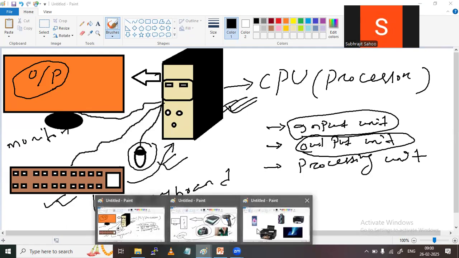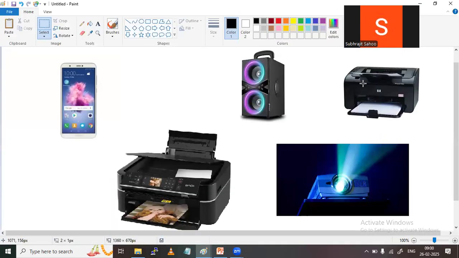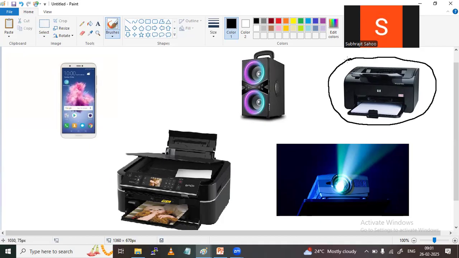Sir, are there any other devices which we can call output units? Obviously there are. Observe here carefully. Here a printer is there. When the computer gives a request to print a page, immediately through this device a paper is printed, an image or any document, any text file, whatever it may be, we are able to print. So this is also called an output unit, right?